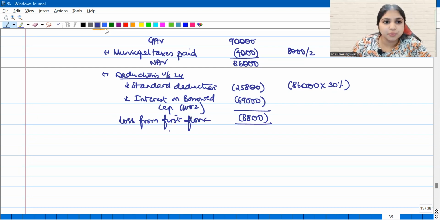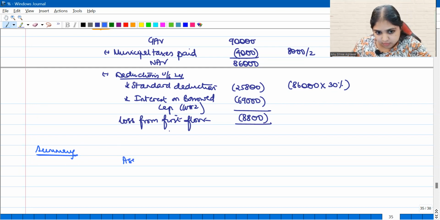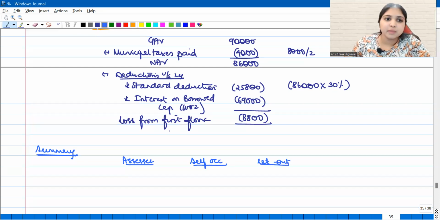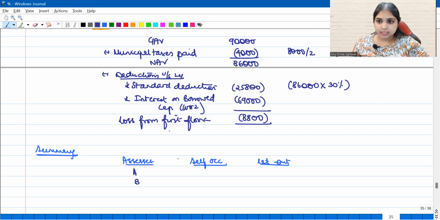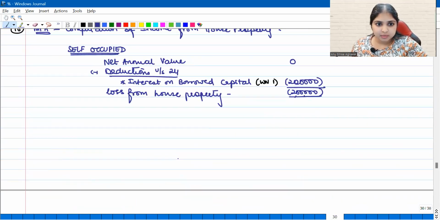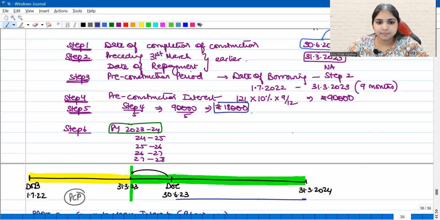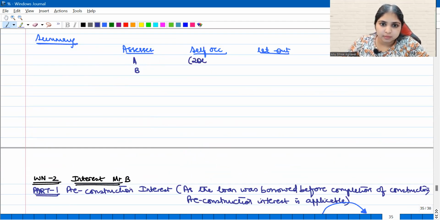Okay, so now what we'll do is make a summary. Make a summary with three columns: assessee, self-occupied, and let out. Under assessee, write down Mr. A and Mr. B. So, Mr. A fully self-occupied. For Mr. A, what's the net number from self-occupied? 2 lakh. So for Mr. A, under self-occupied, write down -2 lakh, under let out 0.